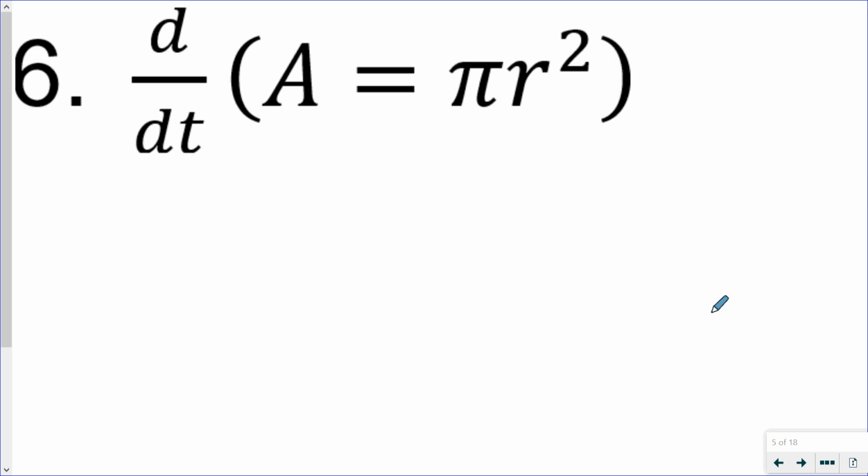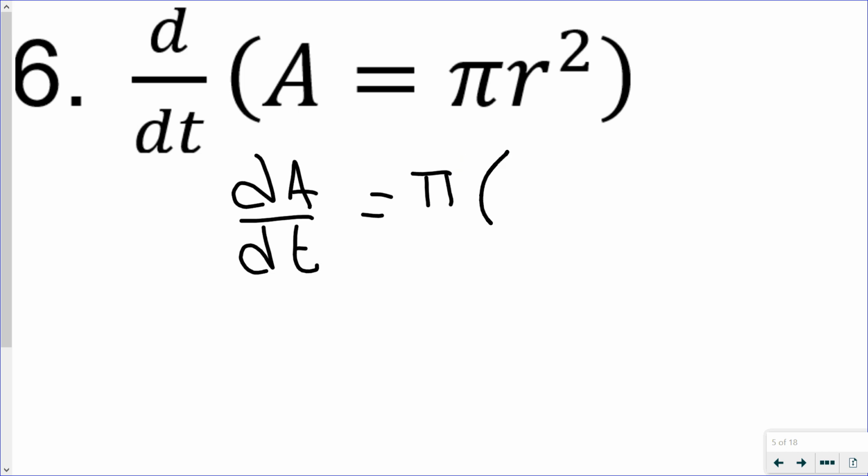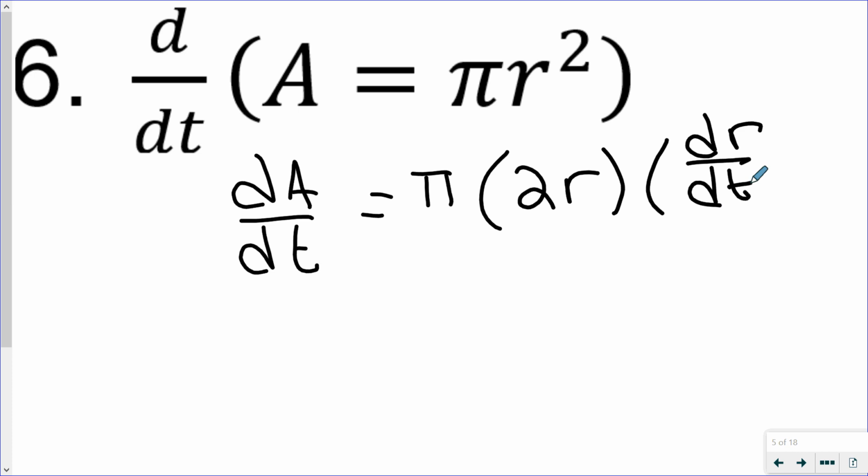Let's look at number 6. So this is the area of a circle, and I'm taking the derivative with respect to time, and I'm doing this to both sides. So this is the first time we've had an equation. When I take the derivative with respect to time, it's for both. So the derivative of area with respect to time is just dA by dt. Now, pi is just a constant. Pi is approximately 3.14. So I can multiply it up front. So it's going to be pi times the derivative of r squared. Now the derivative of r squared is 2r, and then since it's with respect to time, it's dr by dt.